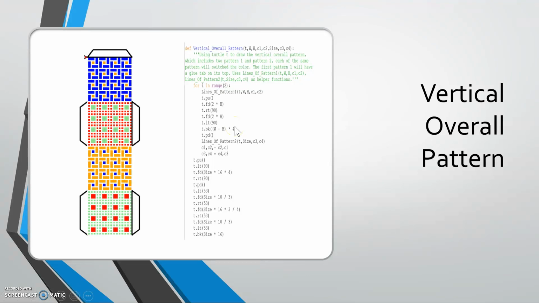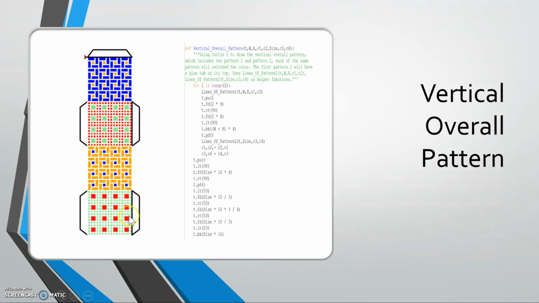For this one, I use a for loop to draw it, so it will draw twice. It will first draw the square one, the pattern 1, and after that, it will draw four lines of pattern 2, and after that it will switch the color automatically.